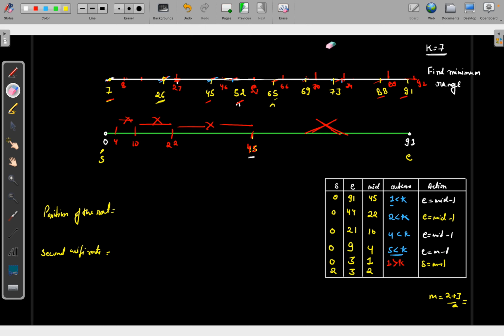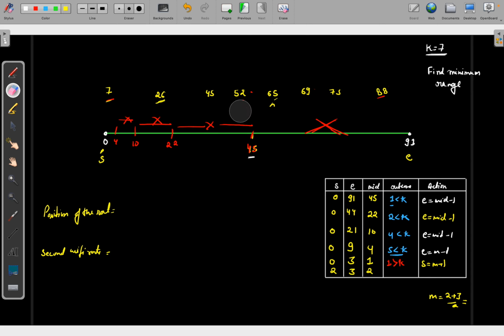Let me remove all these things. So if I remove all this, I will create a new one. Last one position was 91, and this was 65. Okay. Now let's see, with a range of 2, how many houses will get the Wi-Fi supply.